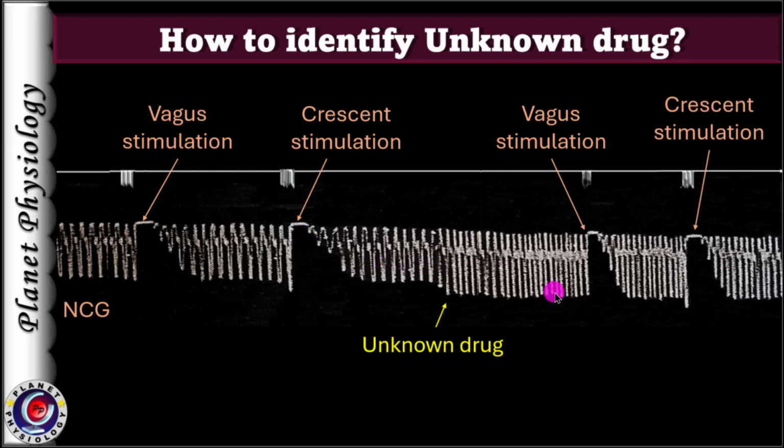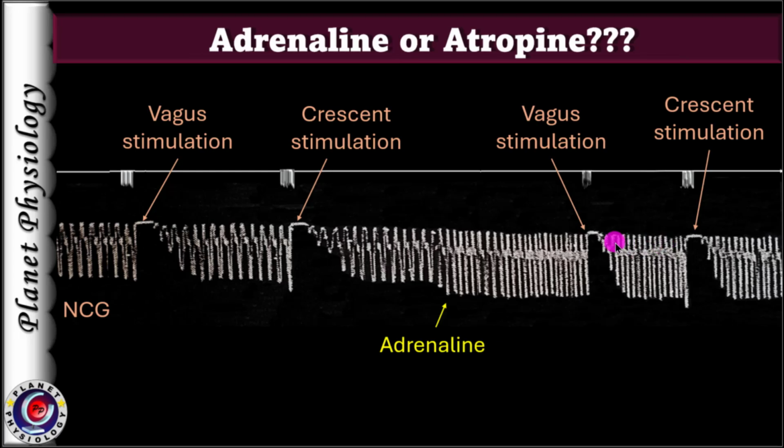Then after application of the drug, again vagus and crescent are stimulated and its effects are observed. If the drug produces positive effect, it could be either adrenaline or atropine. Now how to distinguish between the two? If the heart still stops in response to vagal and crescent stimulation, the drug is adrenaline. Adrenaline does not affect muscarinic receptors on the heart. So acetylcholine released from vagal fibers during its stimulation exerts its inhibitory effect and causes heart to stop in diastole.